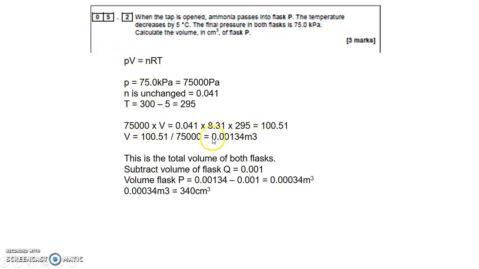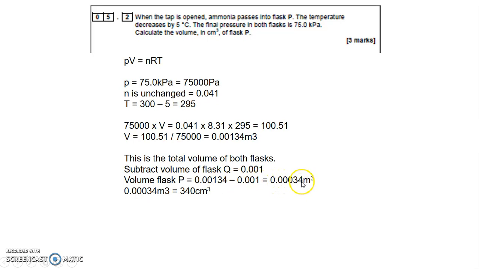Now I can convert it into decimetre cubed and then centimetres cubed. Going from a large unit value in metres cubed down to a smaller one, decimetre cubed, and then down to centimetres cubed. So that's the total volume of both flasks, both of them together. Do I know the volume of flask Q? Yes, I've been told that in the question, and I worked it out earlier. It's 0.001. So if I subtract 0.001, the volume of flask Q, from the volume of the whole, 0.00134, I'll end up with the volume of just flask P on its own.